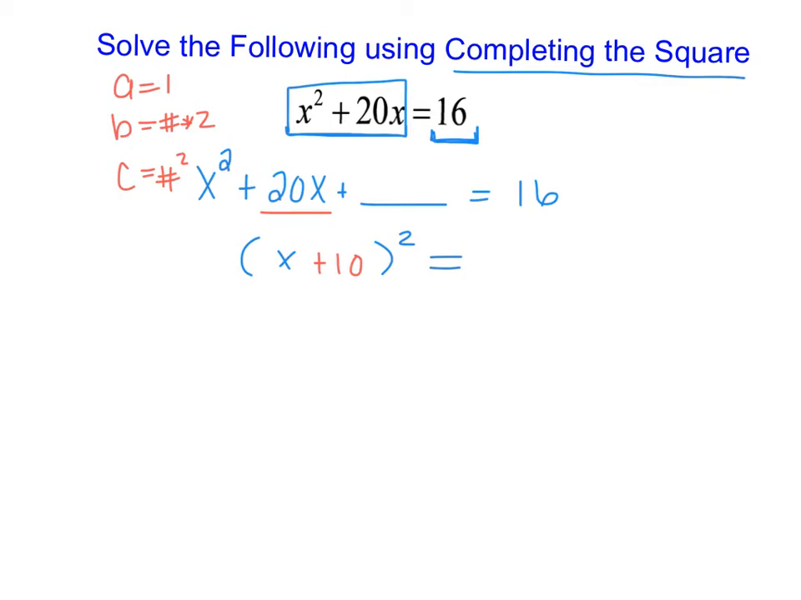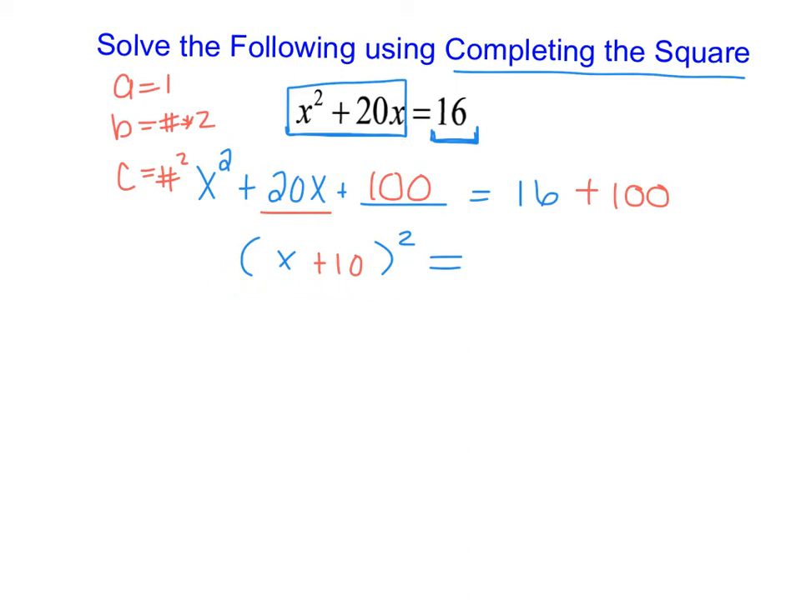So what we're going to do is add 100 to the left-hand side of this equation in order to turn it into a perfect square trinomial that can be written as x plus 10 quantity squared. Now when we do that, we can't just add 100 to the left-hand side and not do the same to the right-hand side. You know the rules of solving equations. Whatever you do to the left-hand side of the equation, you also must do to the right-hand side of this equation. So we're going to add 100 as well to the right-hand side of this equation.